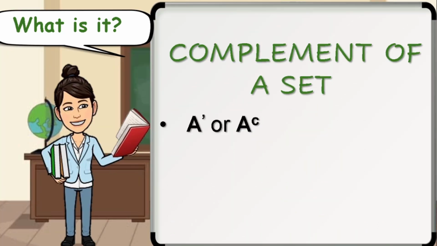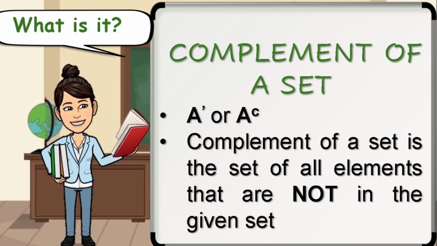We also have the complement of a set. The complement of set A is denoted by this, read as A prime or A complement. The complement of a set is the set of all elements that are not in the given set.